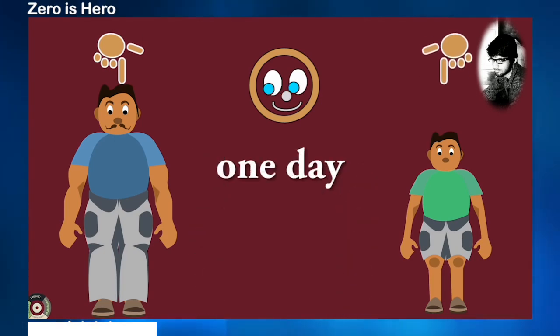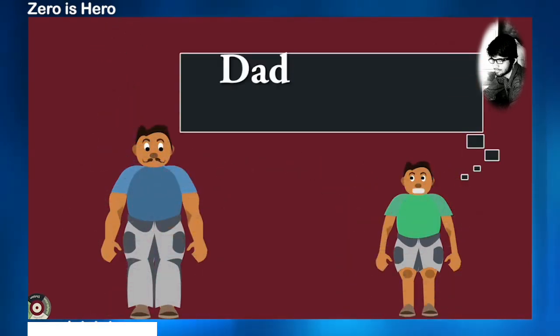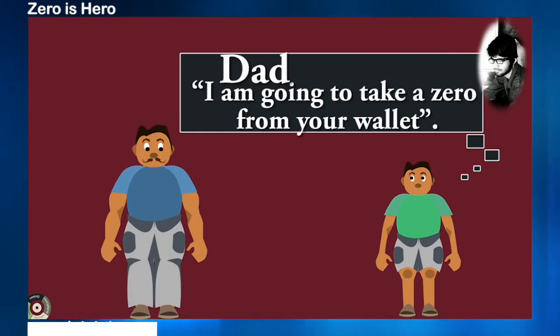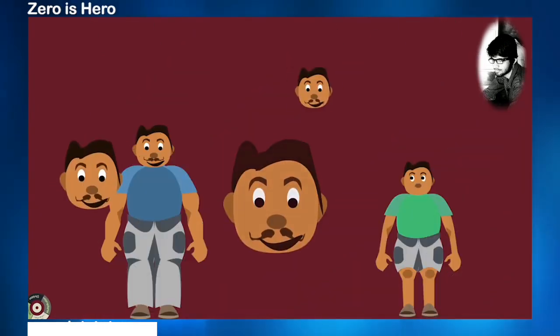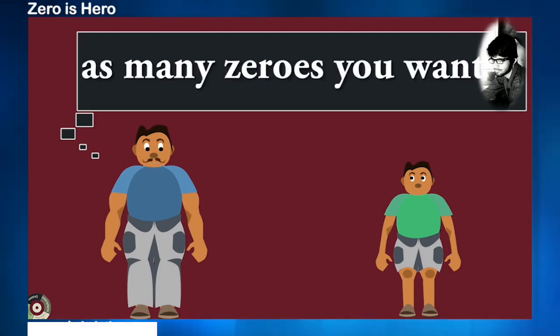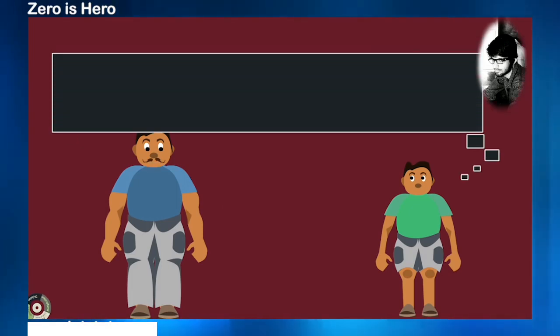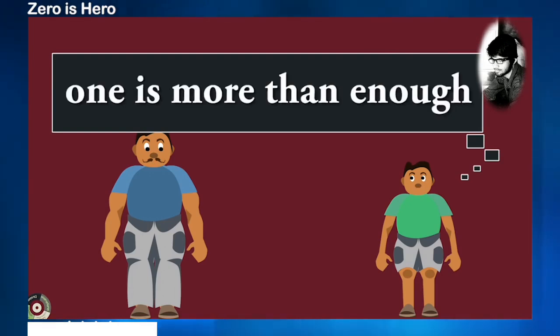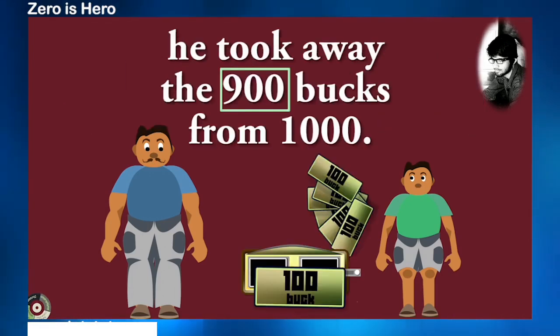One day Harry came to his dad and said, "Dad, I'm going to take a zero from your wallet." Dad laughs and says, "Go and take it. As many zeros you want." Harry said, "One is more than enough." And he took away the 900 bucks from 1000.